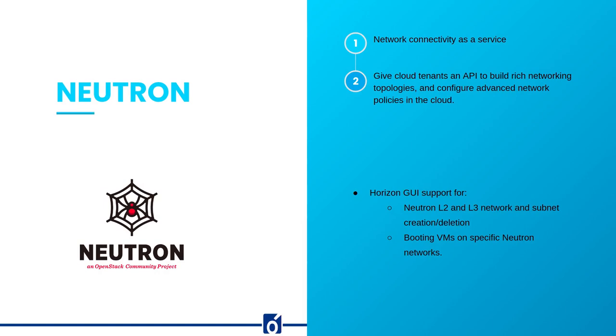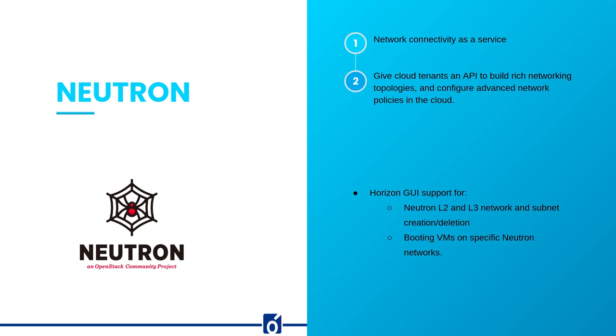Then we have Neutron. Basically, it's also an OpenStack community project. Neutron provides network connectivity as a service to us, and it gives cloud tenants an API to build rich networking topologies and configure advanced networking policy in the cloud. Using Neutron, you can create your address space, your subnets, your security groups, and many other services are also provided, like routing tables. So you define how the network flows.